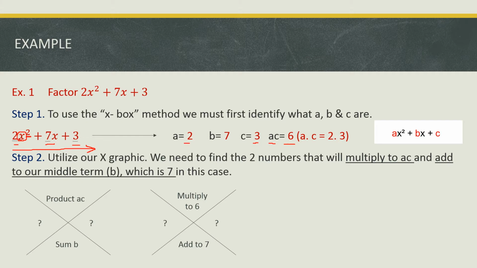Our second step, when utilizing our x graphic, is to find the two numbers that will multiply to AC and add to our middle term B, which in our equation is 7, or 7x, but you don't need to include the variable. This is our x graphic right here. So we need to find two numbers that will multiply to 6 and add to 7.